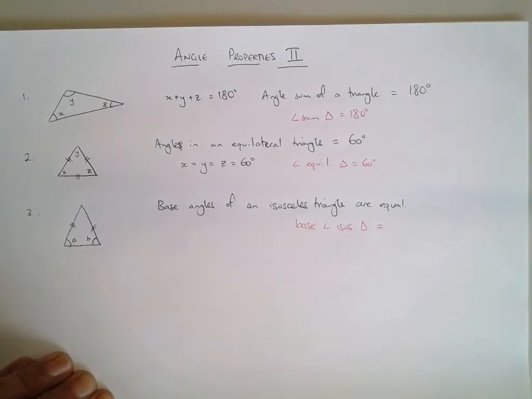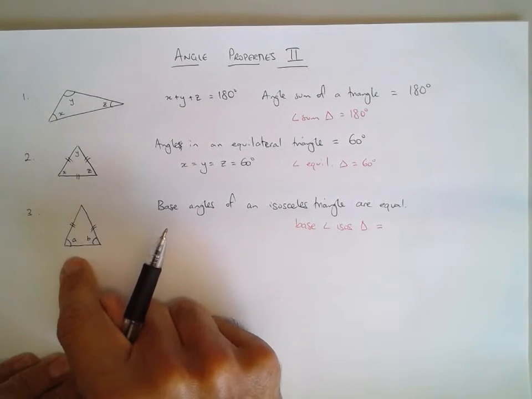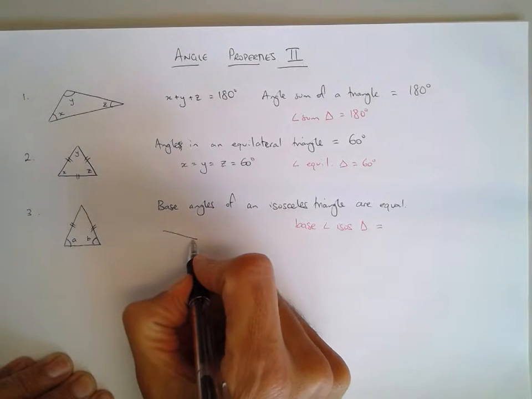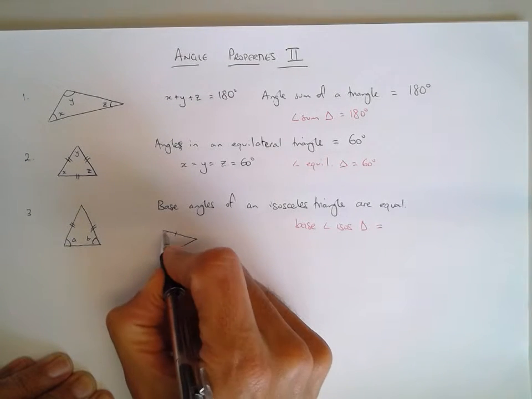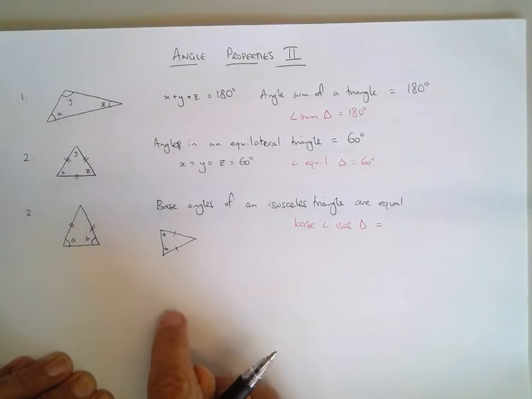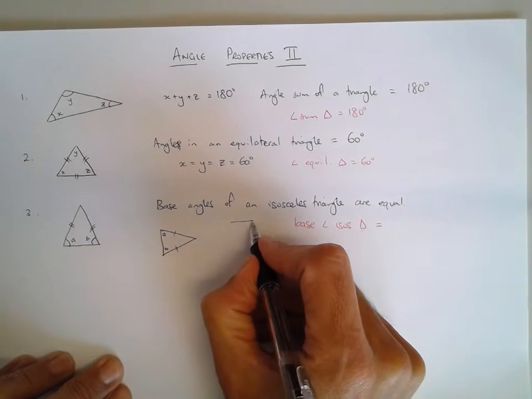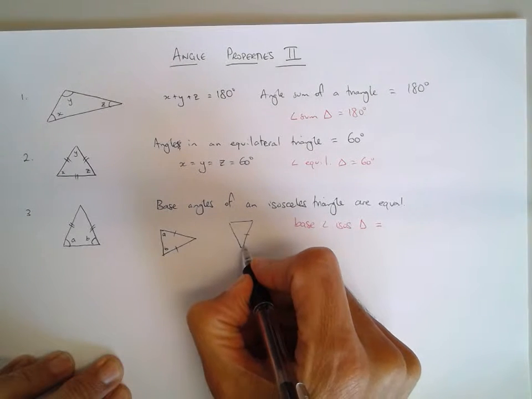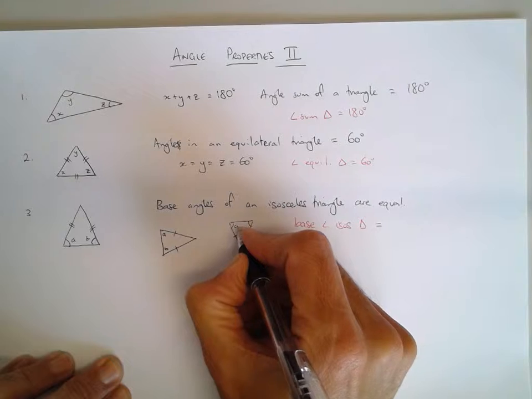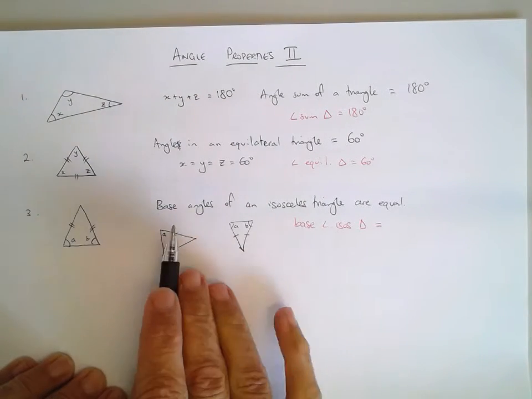And it's worth remembering that it doesn't have to be orientated this way with A and B at the bottom. Here's another isosceles triangle, and these two angles are the same. Here's a third one, and these two here would be the same. So base doesn't mean at the bottom.